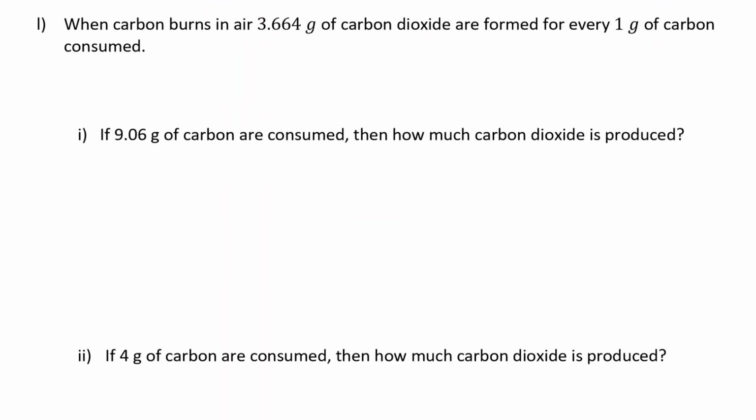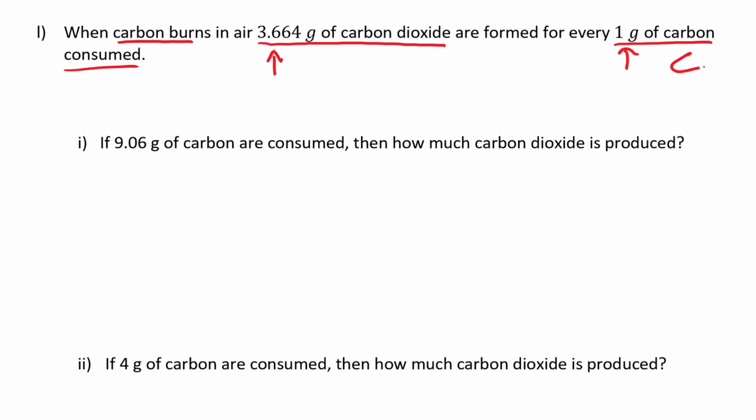Now that's an alloy. In this one here, we're going to deal with combustion. Combustion is a fancy term for burning something. So when carbon burns, we have that much carbon dioxide formed for every 1 gram of carbon. So we're burning carbon, and it produces that many grams of carbon dioxide. How can it produce more? If I only have 1 gram of carbon, how can I produce more than 1 gram of carbon dioxide? Carbon is C, carbon dioxide is CO2.